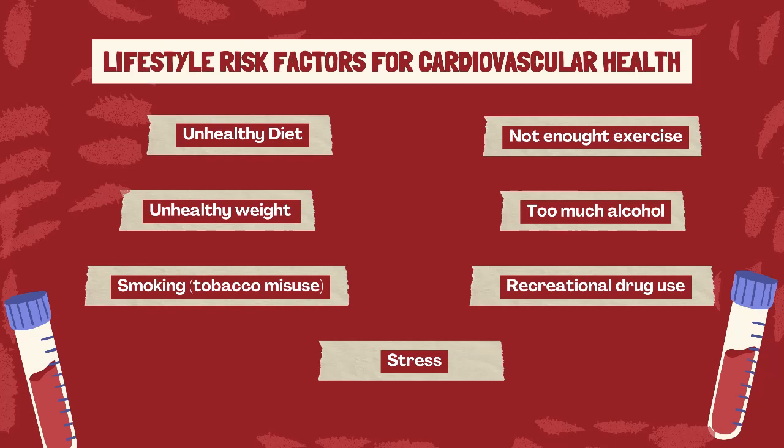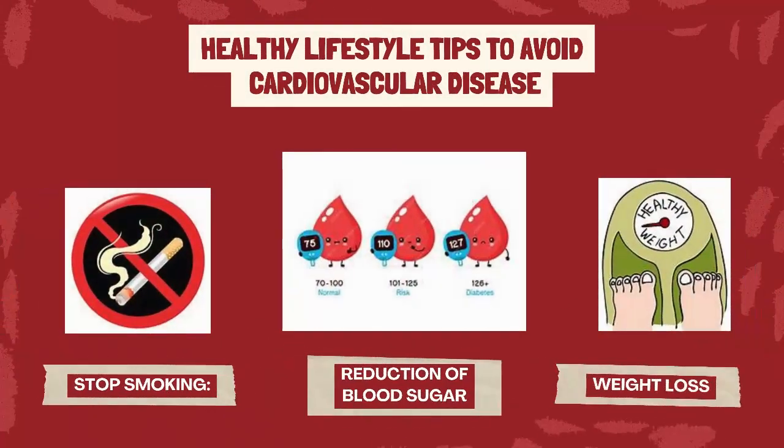Next is recreational drug use. Drugs such as amphetamines, cannabis or marijuana, cocaine, ecstasy or MDMA, heroin, opioids, LSD, and PCP can increase your risk of having stroke and developing cardiovascular disease. Last but not the least is stress. Chronic stress can have a negative impact on cardiovascular health by raising blood pressure and increasing inflammation in the body. By making healthy lifestyle choices, such as managing stress effectively, individuals can reduce their risk of developing cardiovascular disease.